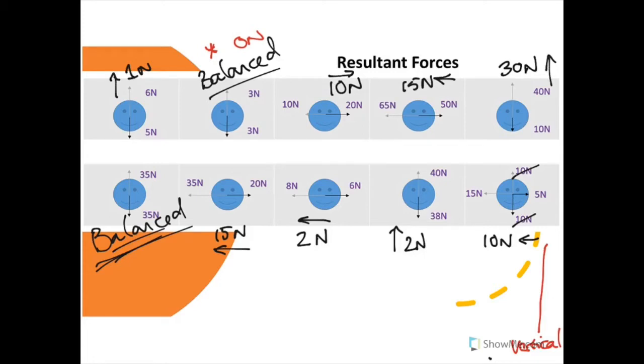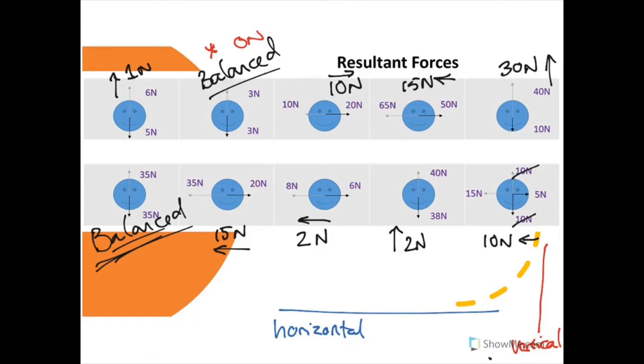So in the vertical up-down plane, you've got 10 newtons up and 10 newtons down, they balance each other out. So you would have no overall force up or down, but left and right in the horizontal plane. And students often get vertical and horizontal wrong.